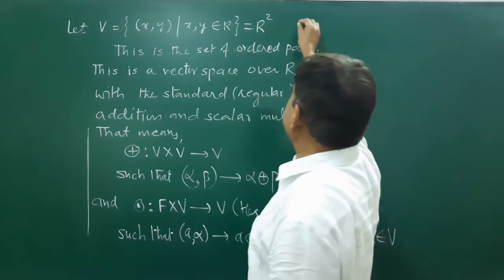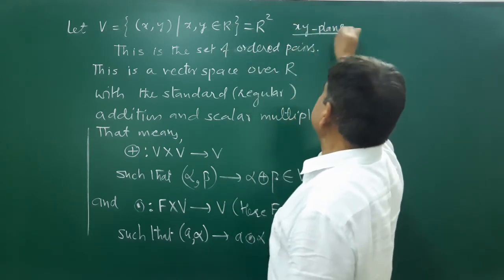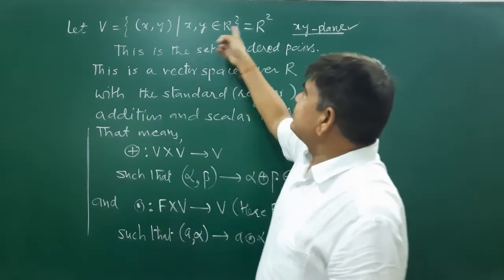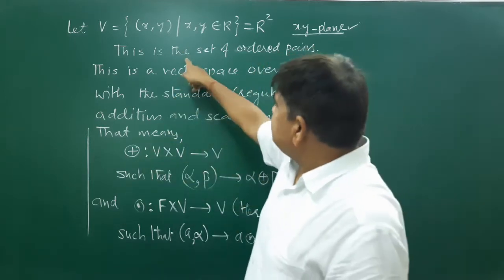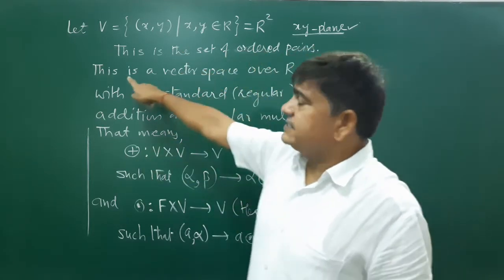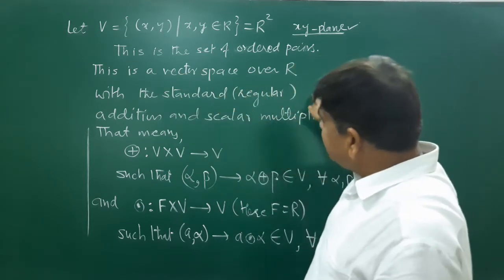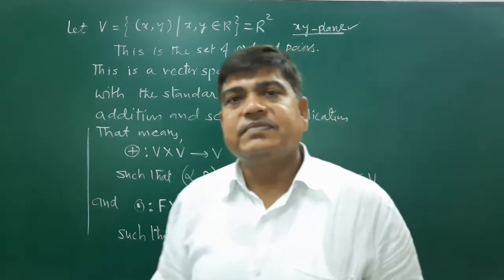Actually, it is the xy plane. See the geometry. All the points are lying in the xy plane. You can see. This is the set of ordered pairs. This is a vector space over R with the standard or regular addition and scalar multiplication.